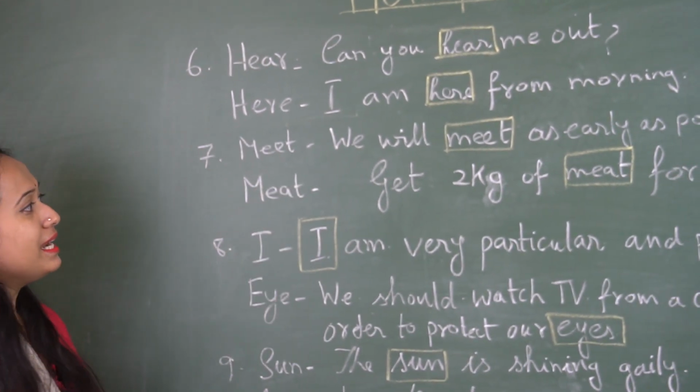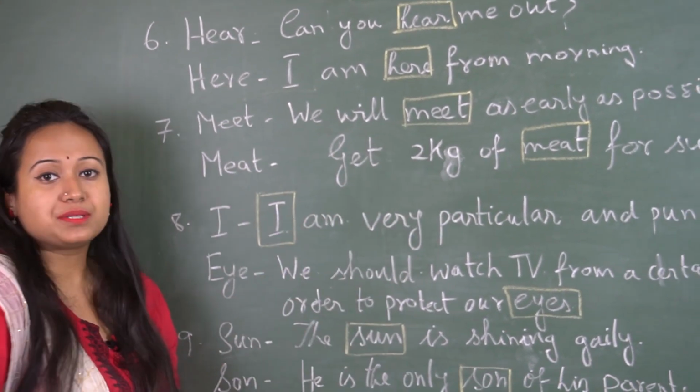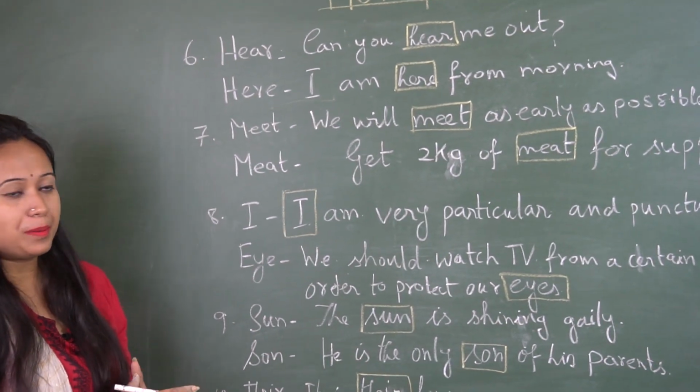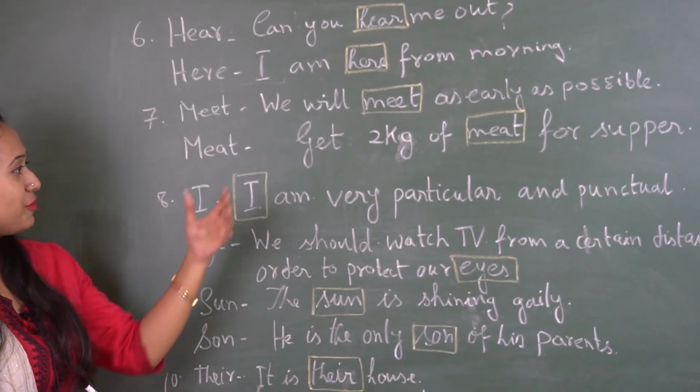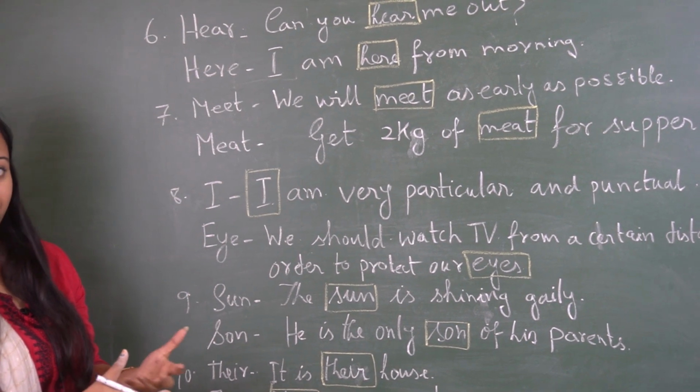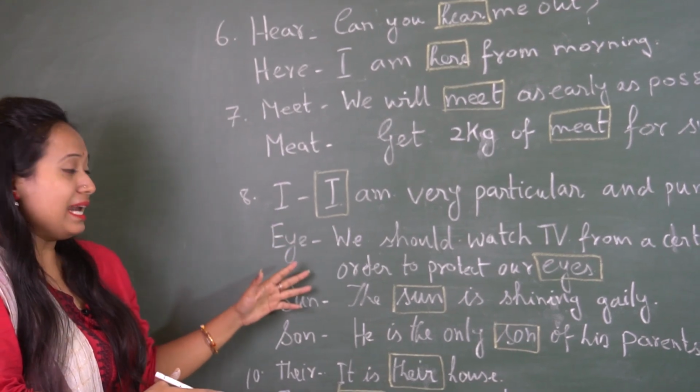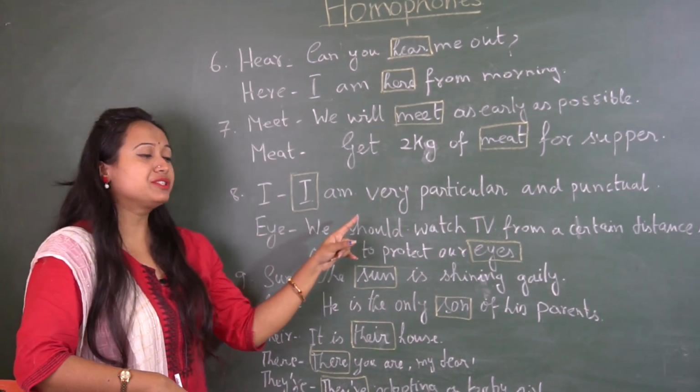Meet and meat. We will meet as early as possible. It is the meeting of two people. Meat, get 2 kg of meat for supper. So you are getting the piece of meat for you, the amount. I and eye. I am very particular and punctual.